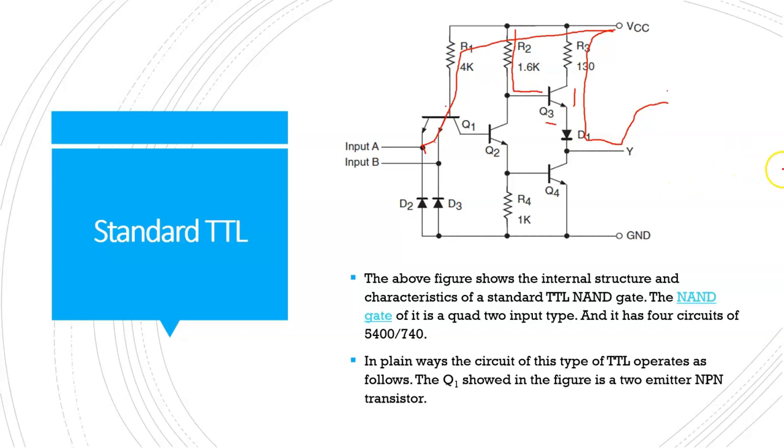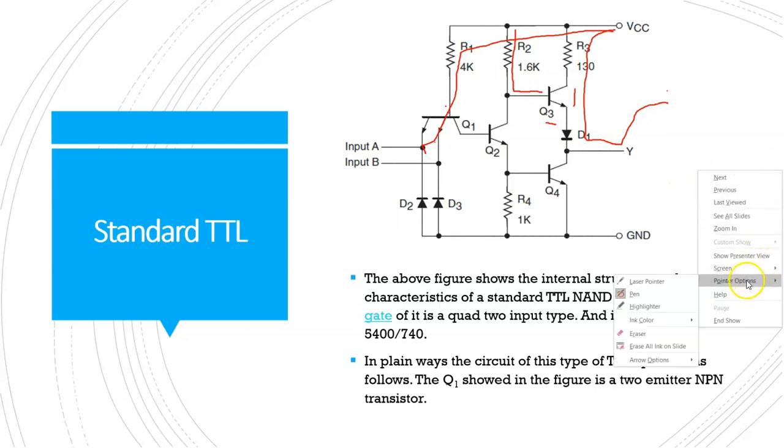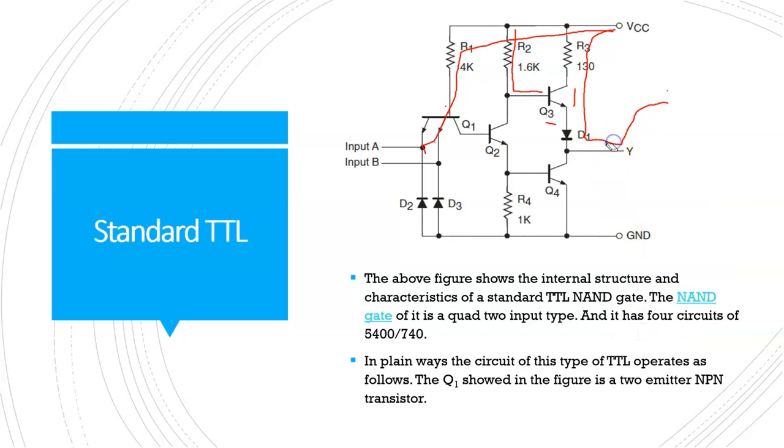This is the case when both the inputs are low or one of the inputs is low. You would be having the same configuration. Output would be high. And now let's say when both the inputs are high.